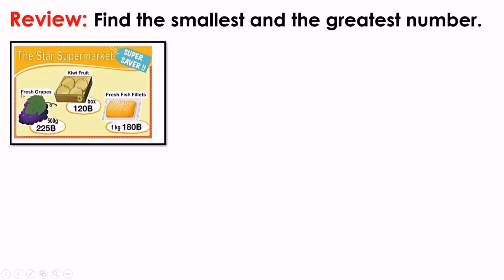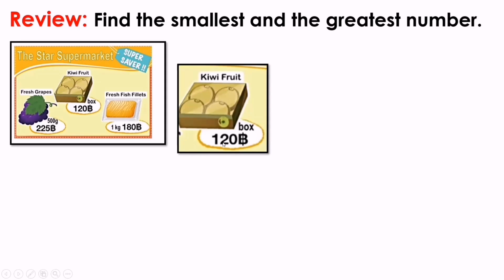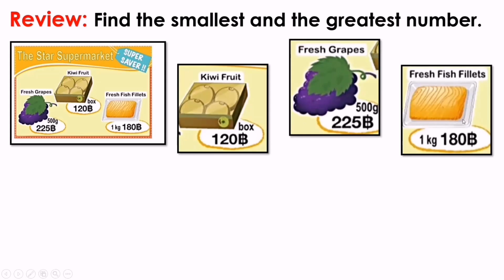Okay. If the grapes is 225 baht and the kiwi fruit is 120 baht, and we have fish fillet, which is 180 baht. Okay, what do you think here is the cheapest? Okay, so if you are going to compare these three numbers, we have 120 baht, 225 baht, and 180 baht. Which is the biggest number? Or which is the greatest number?